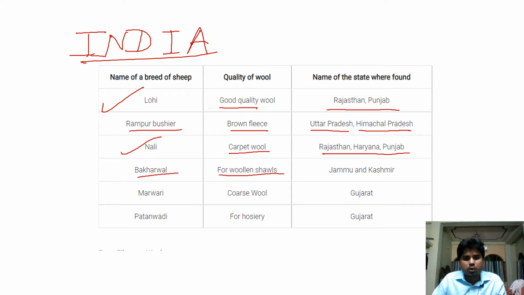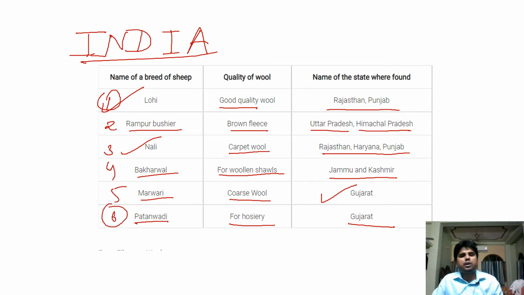Bakharwal for woolen shawls, Jammu and Kashmir. Marwari, coarse wool, found in Gujarat. Patanwadi for hosiery, found in Gujarat. So there are six breeds of sheep, and we can see that they produce different qualities of wool. Some produce good quality, some produce brown, some carpet wool, some woolen shawls, some coarse wool and some wool for hosiery purposes.